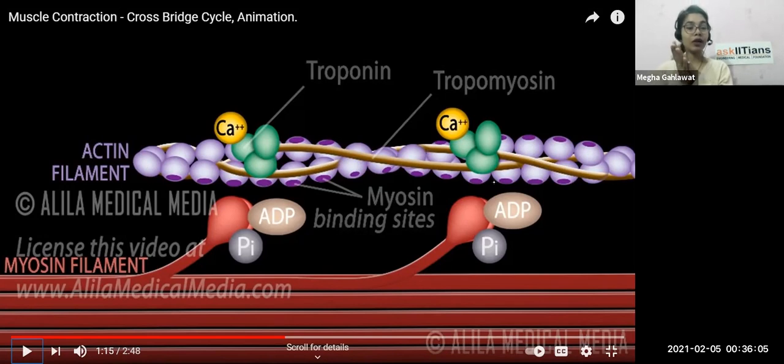Okay, and those myosin filaments are having what? ADP is adenosine diphosphate. Adenosine diphosphate, when combined with another phosphate, forms ATP, adenosine triphosphate, which is the universal energy unit formed by mitochondria. Now moving forward, pay attention.